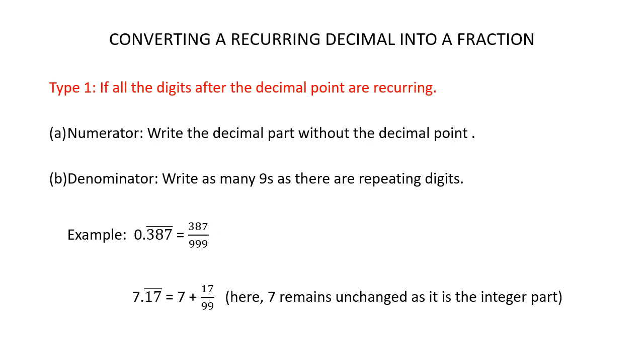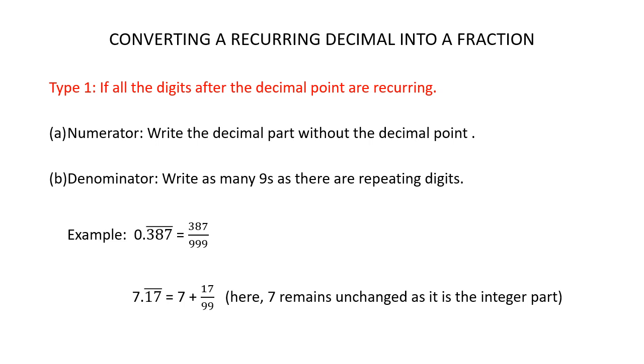Now count how many repeating digits are there in this recurring decimal. Here there are 3 repeating digits. So you have to write 3 nines in the denominator. That is 999. So now you have the fraction 387 by 999.